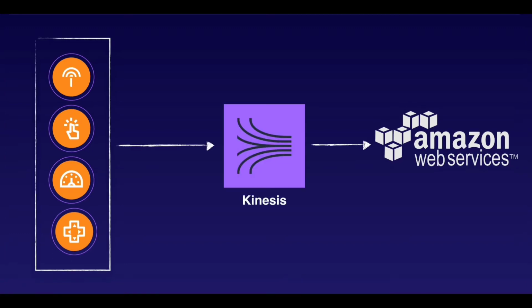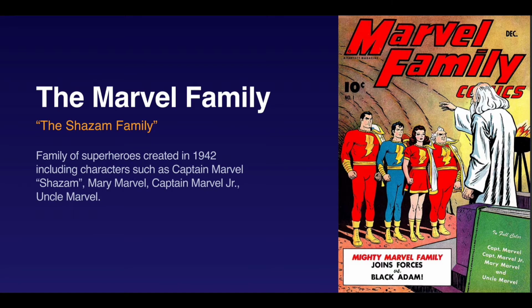Now, the way that I like to think about Kinesis is not necessarily one tool, but a family of tools. So, I would like to introduce you to the Marvel family. The Marvel family or the Shazam family was a family of superheroes created in 1942, which included the characters Captain Marvel or Shazam, Mary Marvel, Captain Marvel Jr. and Uncle Marvel. You can see the Marvel family here on the cover of this comic book, where the mighty Marvel family joins forces versus Black Adam.